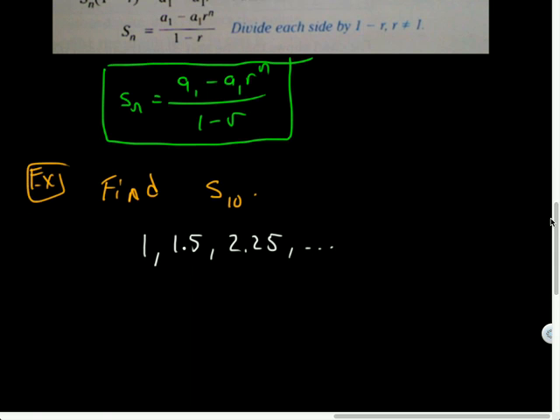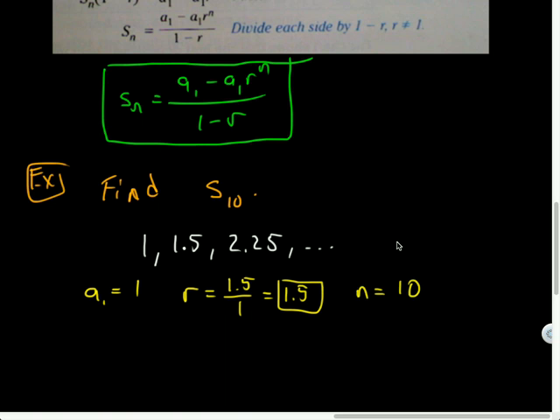So let's find S sub 10. This is our last example. For the S formula for a geometric, what values do I need to know? A1. Do I know A1? A1 is 1, okay? So I actually use A1 twice, oddly enough. What else do I need to know? R. So what's R here? How do I find that? 1.5 divided by 1, so R is just 1.5. I need to know N, which is 10.